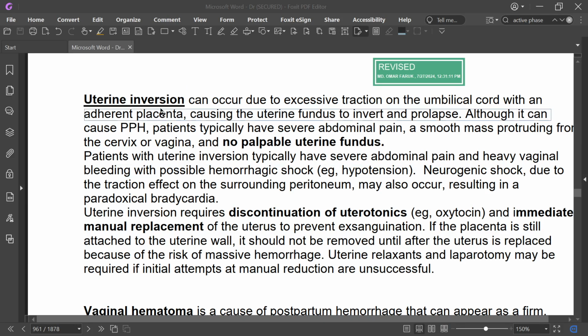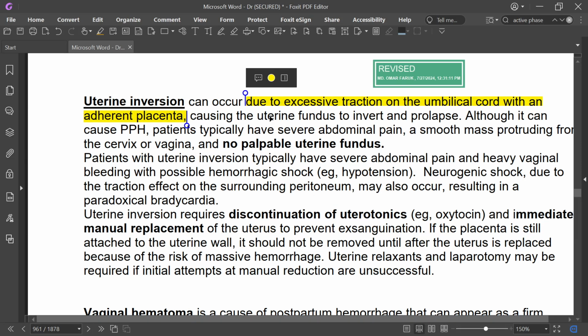Uterine inversion can occur due to excessive traction of the umbilical cord with an adherent placenta, causing the uterine fundus to invert and prolapse.